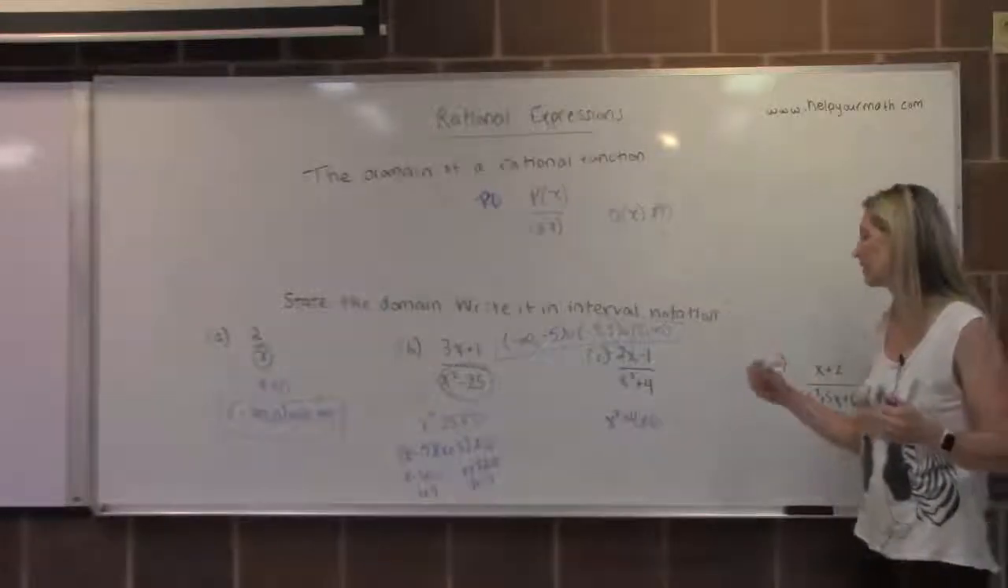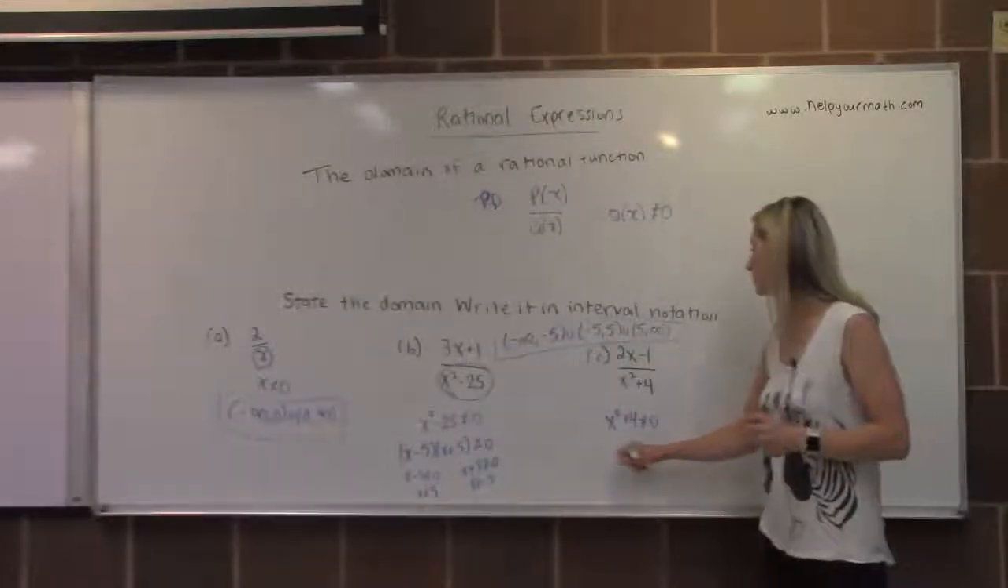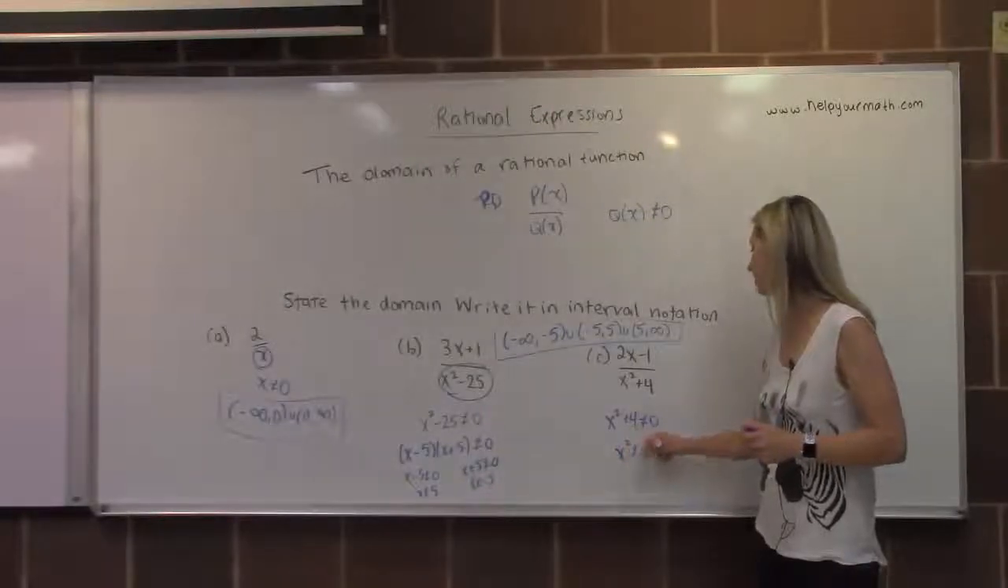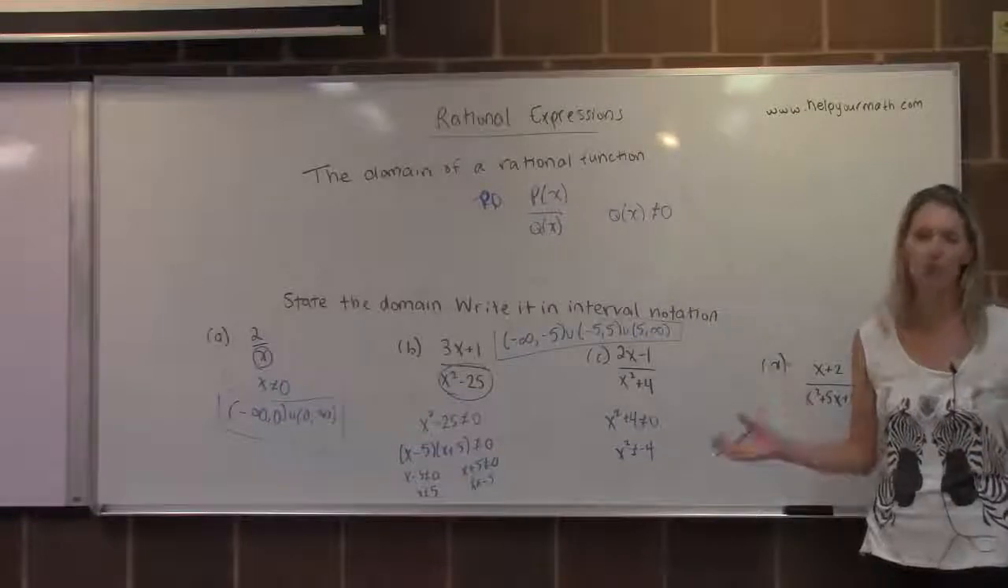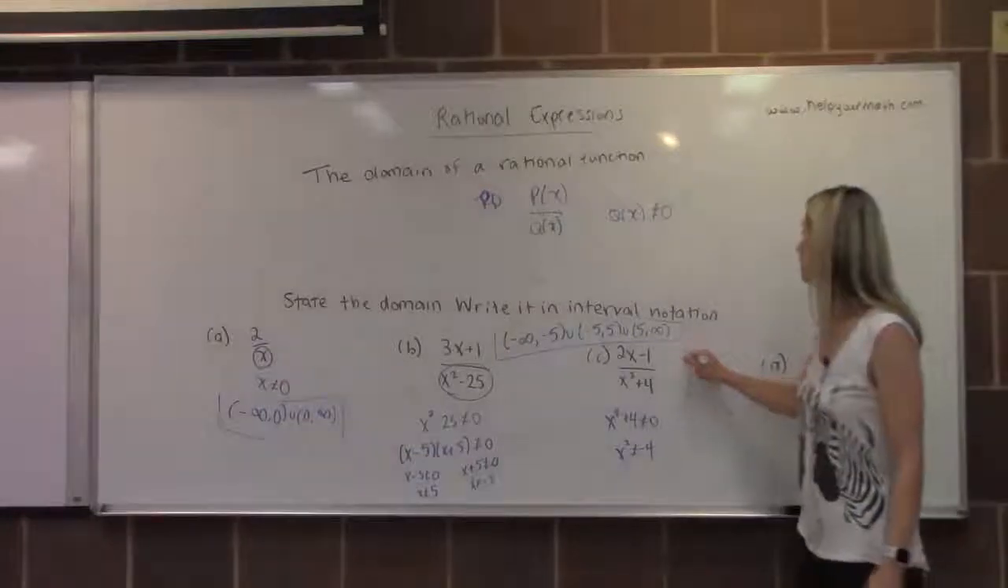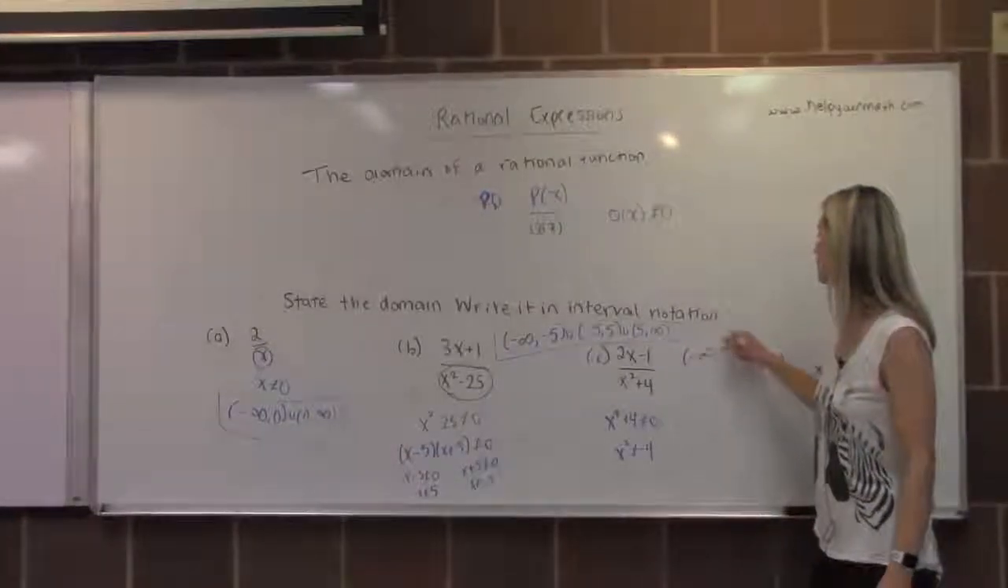If you want to verify this further, since it's not factorable, you can say x squared can't be negative 4. Again, there's no real number that when you square it is negative 4. So we have no restrictions, and letter C would be negative infinity to infinity.